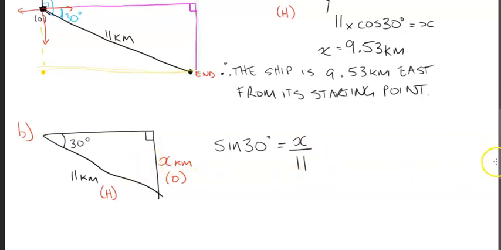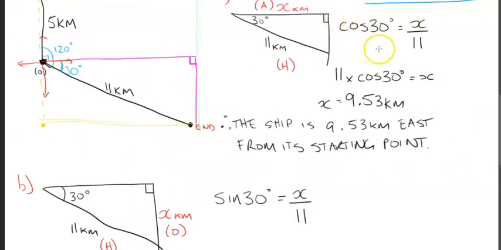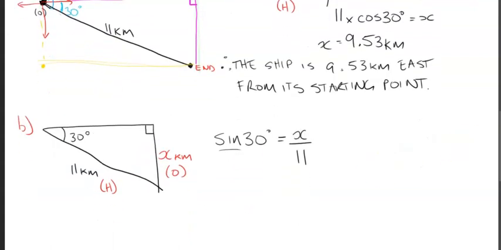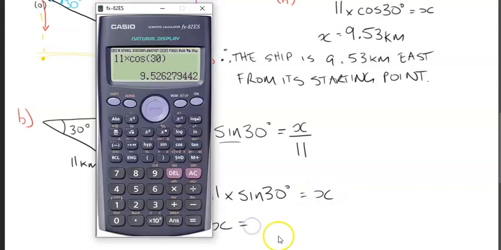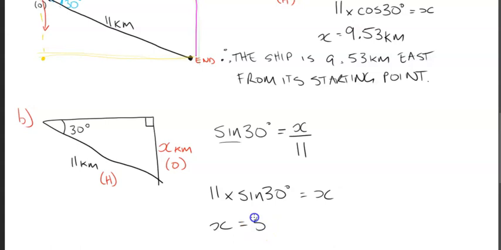So this time, to find the other side looks very familiar to this identity here. The only thing that's different, instead of using cos, we're going to use sine, because we're trying to find the other side. And so in this case, 11 times sine of 30 degrees is going to be equal to our x. So our x in this case is 11 times sine of 30 degrees. And again, press the SD button, 5.5. So X in this case is equal to 5.5 kilometers.